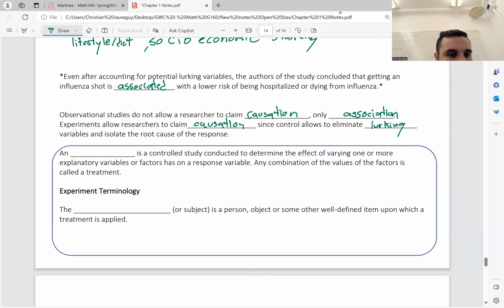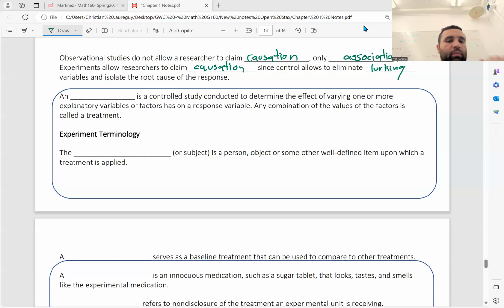So, an experiment. Oh, give me 1 second here. Apologize, I got mixed up here.